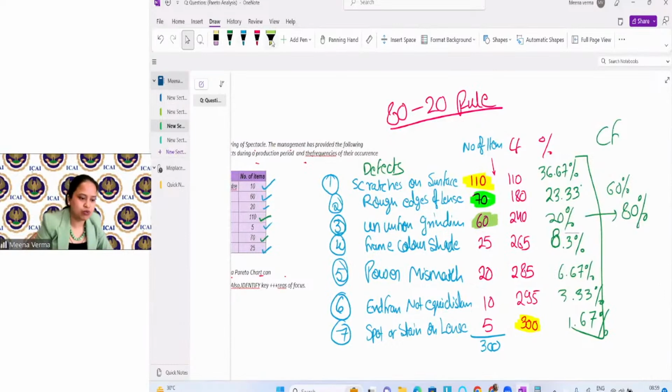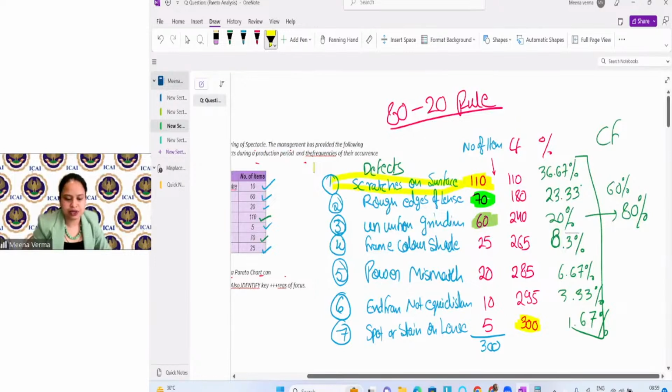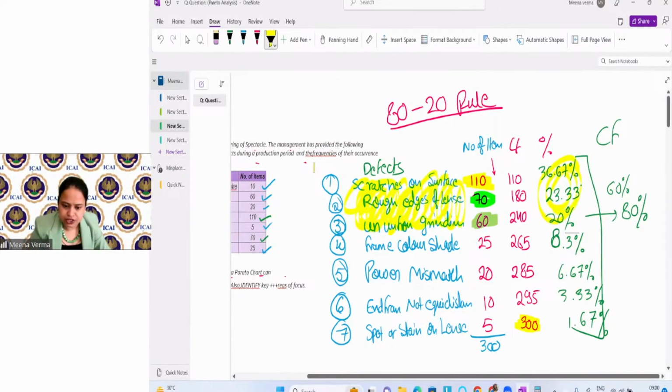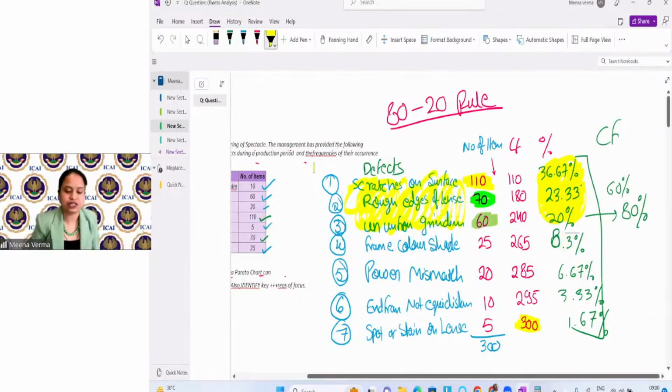With this, you can see that 80% of the problem in the company arises because of these reasons. The company is having 80% defective specs because of these three reasons. Why these three? Because if you add these three values, it comes to 80%. So the company is incurring 80% of the defective units just because of these three reasons.